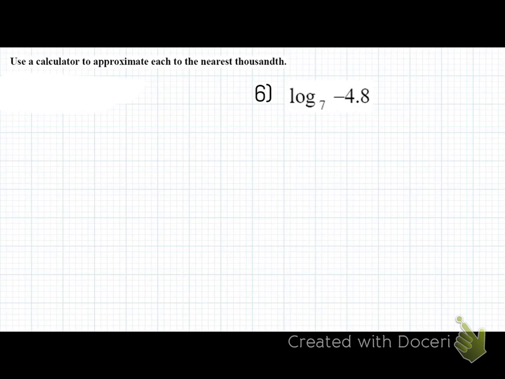What's the answer, Jonathan? 0.1? No, that's wrong. The answer is no solution or undefined. Is there anything you can raise 7 to the power of to get it to be equal to a negative number? No, we can't. So this one is undefined, no solution, okay? That's it, okay? So that concludes the lesson here.